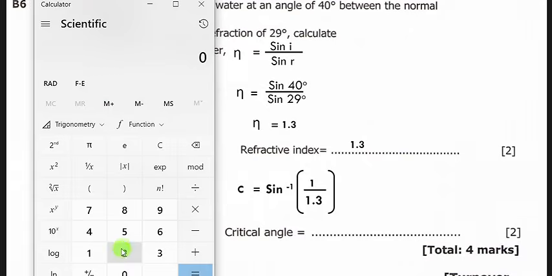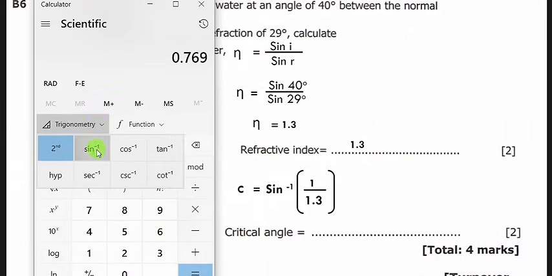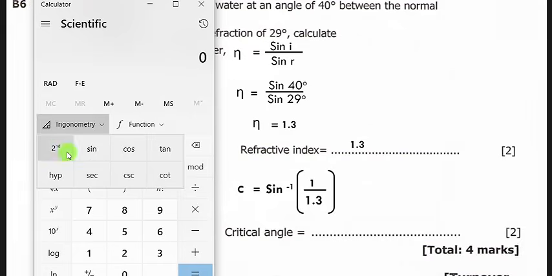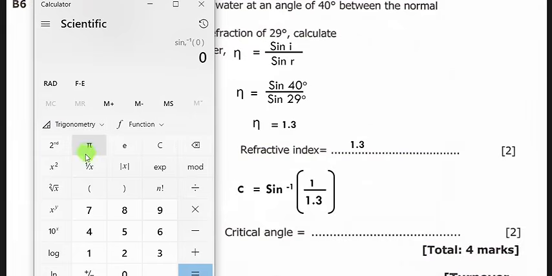So I'll say 0.769, then I'll come here, I'll say this one, then I'll say equals. No. Why am I getting this wrong answer? Let me put in advance, maybe second sine, let me say 0.769.